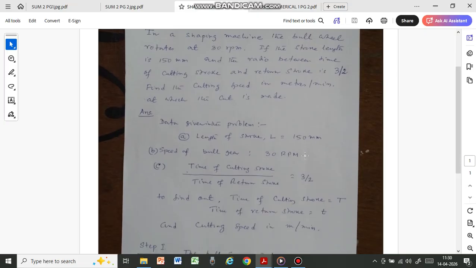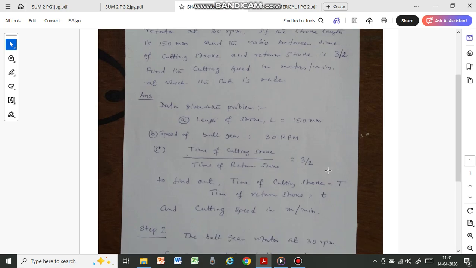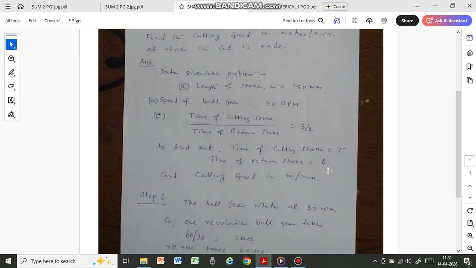তাহলে কি বলা আছে এখানে? Data given in the problem: length of the stroke is 150 millimeter, speed of bull gear is 30 rpm, time of cutting stroke by time of return stroke is 3/2, because time of cutting stroke is greater than time of return stroke as per the theory of quick return mechanism. To find out the time of the cutting stroke, capital T, time of return stroke is small t, and cutting speed is in meters per minute.